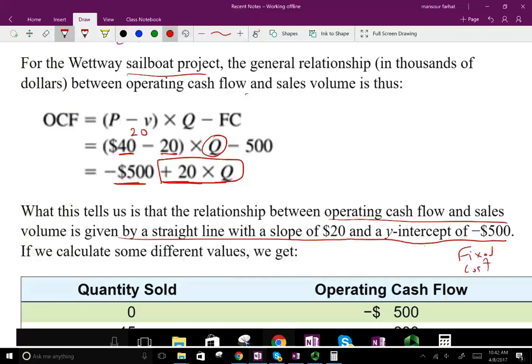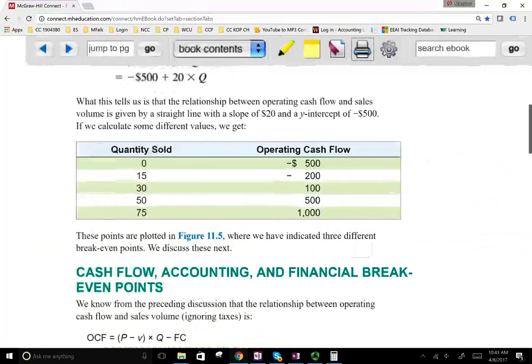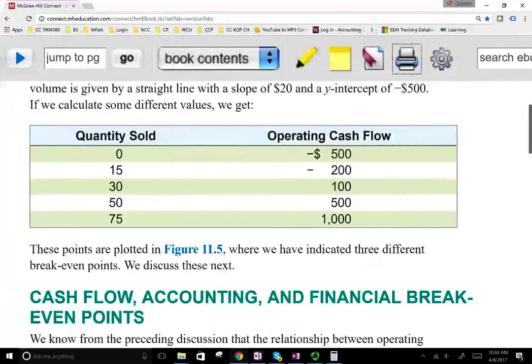Remember the total cost formula. What does it say? Total cost equals fixed cost plus variable cost. Here the fixed cost is 500, plus the variable cost, which is 20 times Q. Let's take this formula and project it at several output levels.